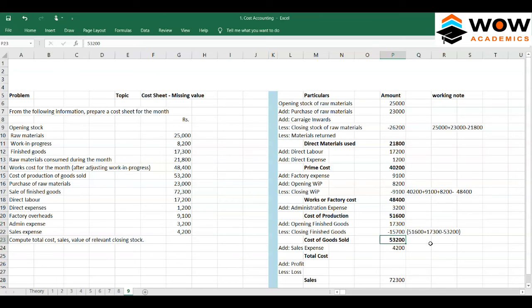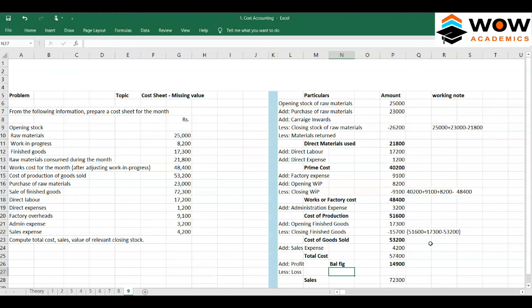Now what he wants is the total cost. So the total cost would be 57,400. What is our profit? Our profit would be selling price minus cost, so 14,900. So this is our balancing figure.